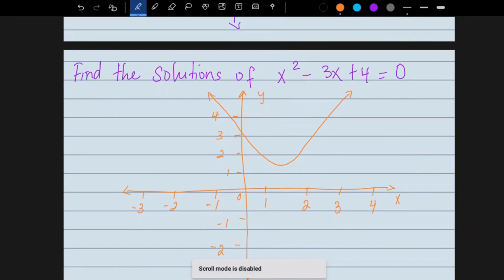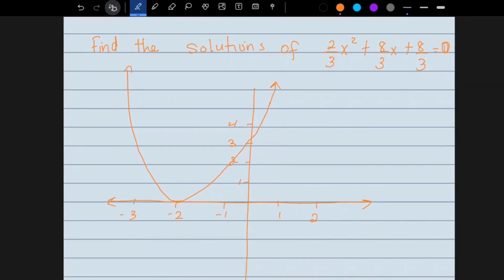Find the solutions of x squared minus 3x plus 4 equals 0. Now, we look for where the graph cuts our x-axis. Now, we see that my graph will not and will never touch my x-axis. So in a case like that, we say no solutions or no solution because there isn't a place where your graph cuts your x-axis. All right, and one other example.